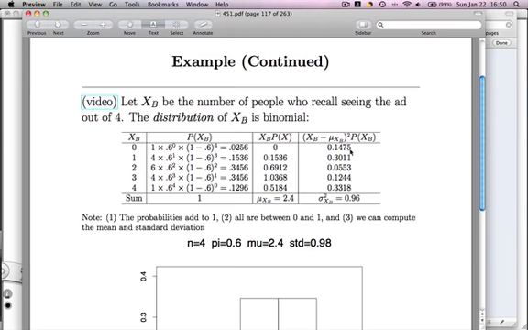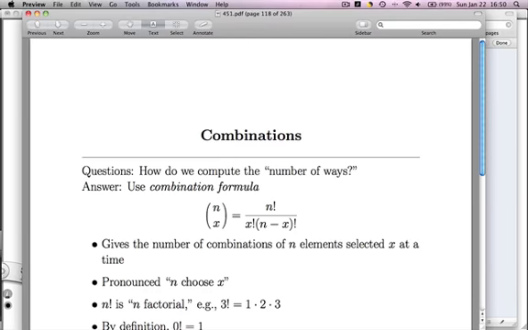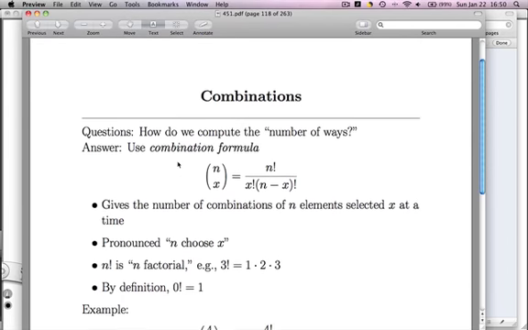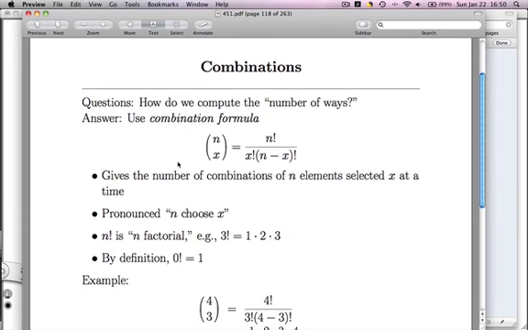All right, now a question that people always ask is, where do these numbers of ways come from? Turns out there's a formula for it. I don't think it's terribly important that you know this formula, because you're going to be using Excel to find these probabilities, but it's worth spending a few minutes going over it. So here is that formula. It's called the combination formula.